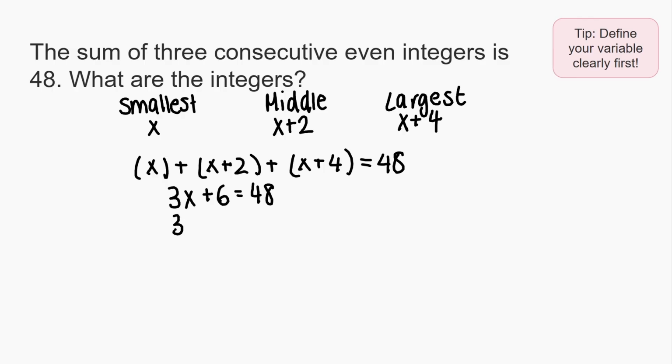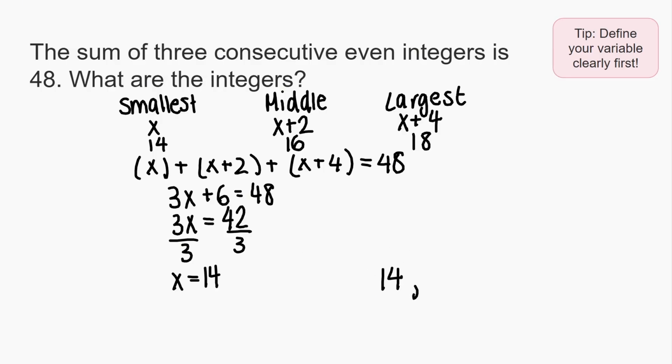So we have 3x is equal to 48 minus 6, which is 42. And then we divide by 3 to get x equals 14. So if x is 14, then we know that the smallest one is 14, the middle one's going to be 16, and the last one's going to be 18. So we know the answer is 14, 16, and 18.